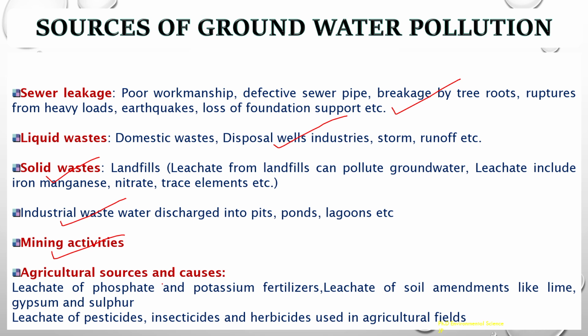Then agricultural sources. Leachate from phosphate and potassium fertilizers, as well as various soil amendments like lime, gypsum, and sulfur. These can introduce nutrients and chemicals into the groundwater. Then leachate from agricultural fields where pesticides, insecticides, and herbicides are used. They can contaminate groundwater with toxic chemicals. Each of these sources contributes to groundwater pollution through the introduction of various contaminants, posing risk to human health and ecosystems dependent on clean groundwater.